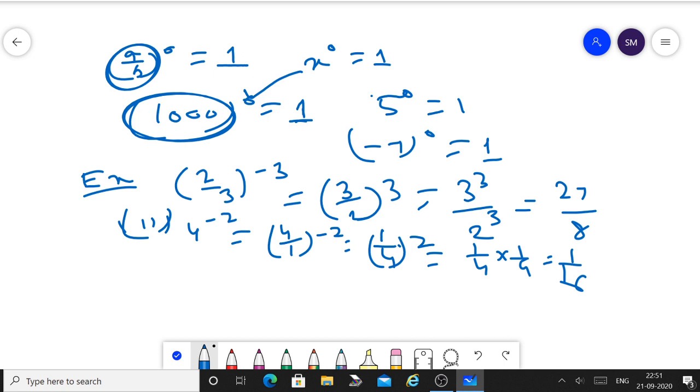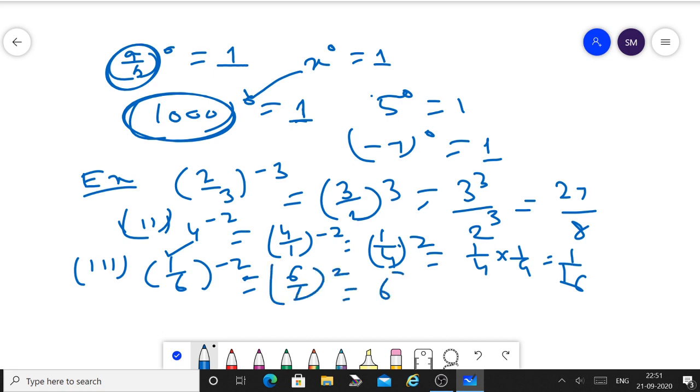Then take another example. Suppose 1 upon 6 to the power minus 2. Here also the exponent is negative. Can you find out the value? No. Take the reciprocal of the base. The reciprocal of 1 upon 6 is 6 upon 1, to the power 2. This means 6 to the power 2. What is this? This is 36.